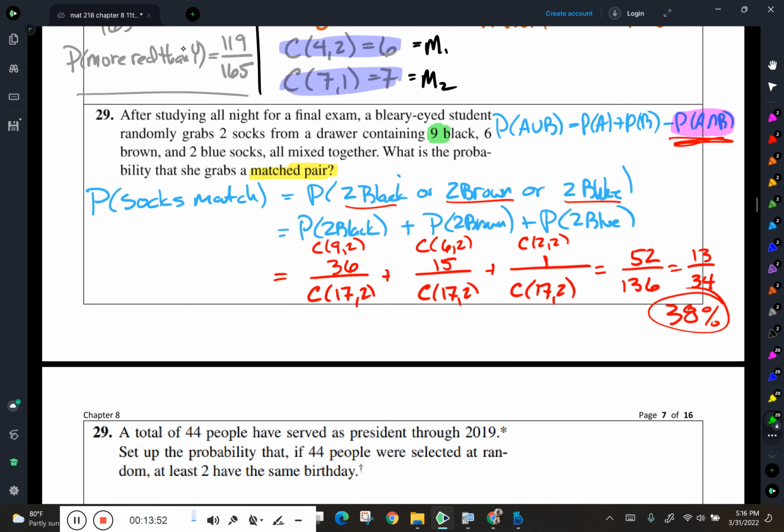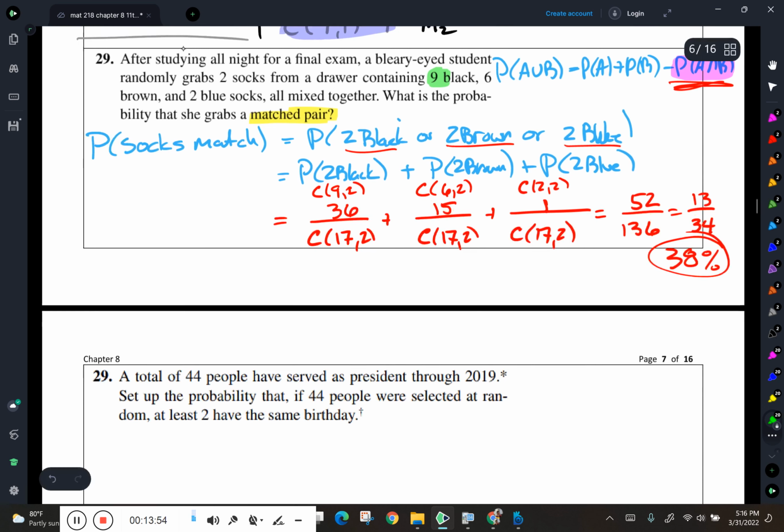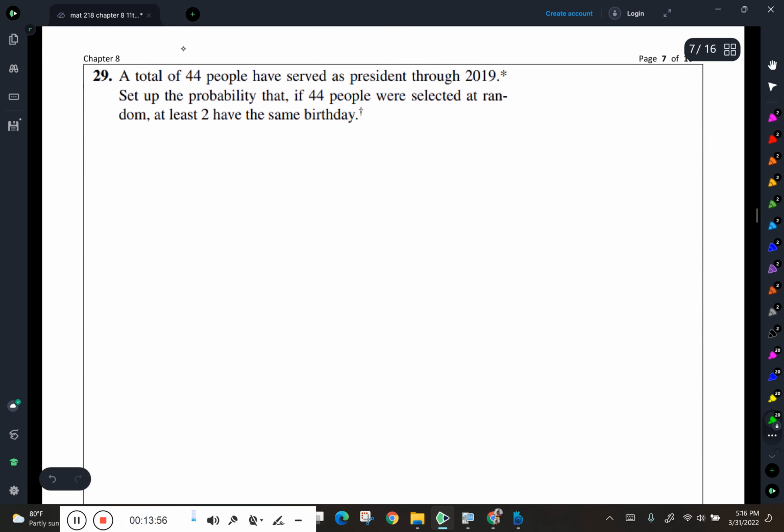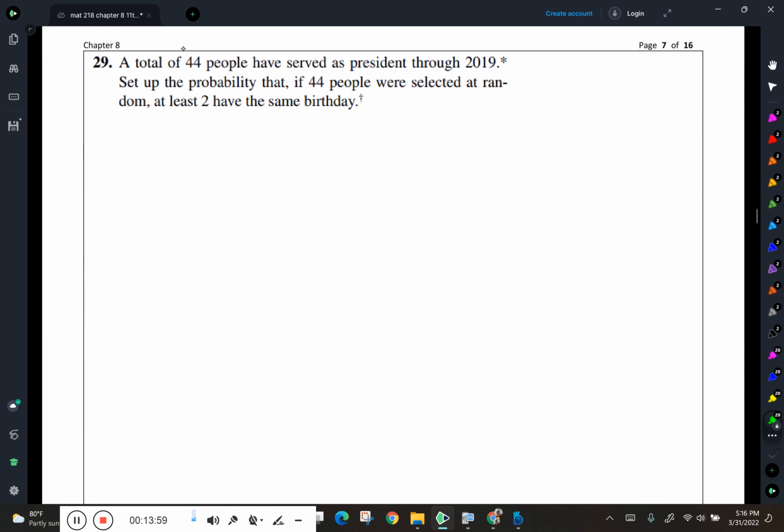All right, we're at 13 minutes. Let's keep moving. A total of 44 people served as president through the year 2019. One person actually served twice out of order, so that's why, even though technically we've had 46 presidents, we've only actually had 45 different presidents. Up through the year 2019, there were only 44 different presidents.